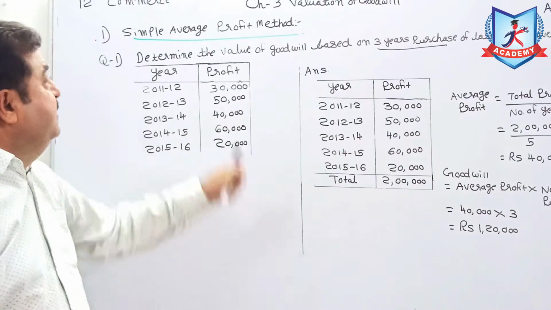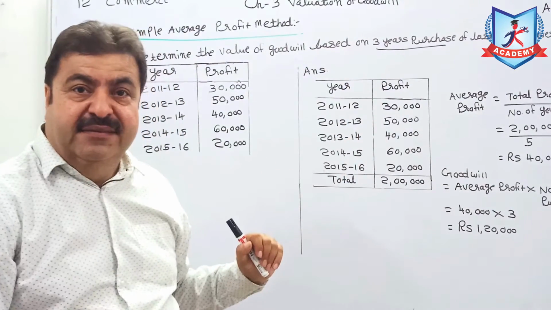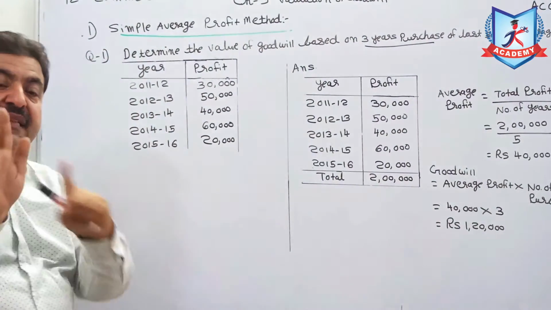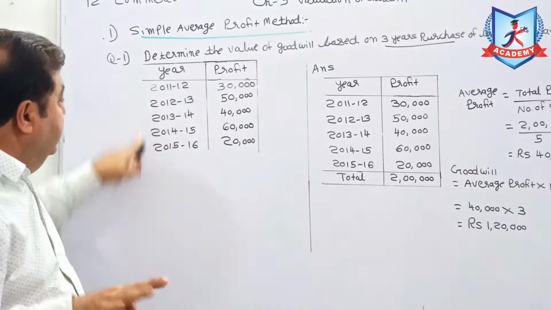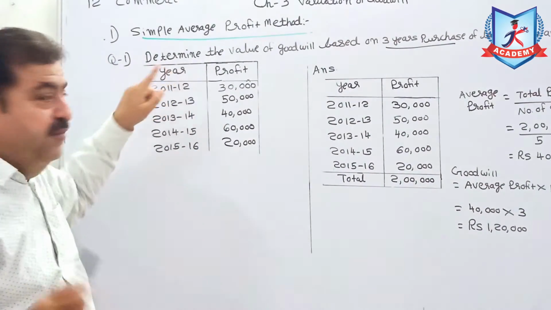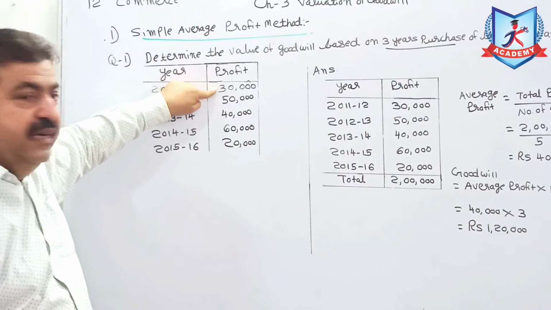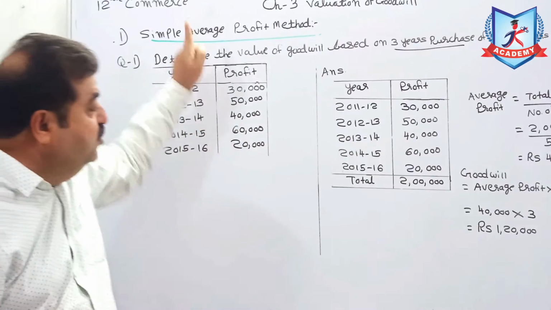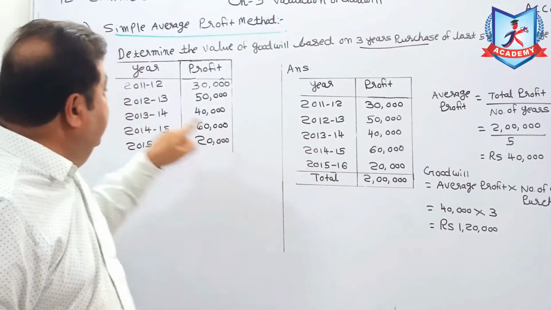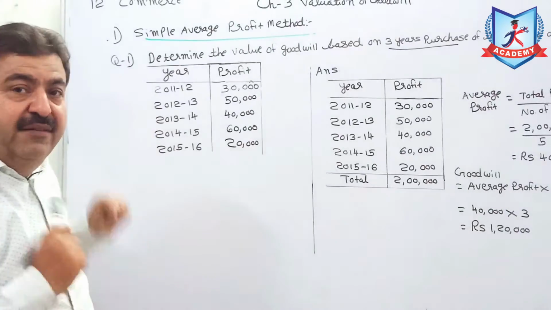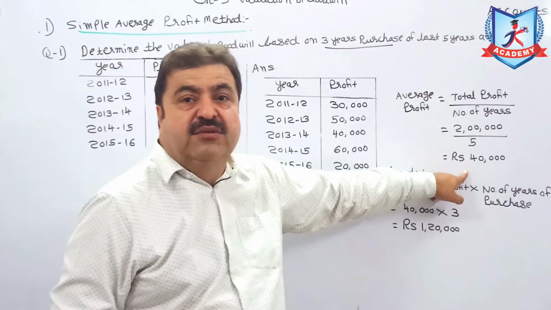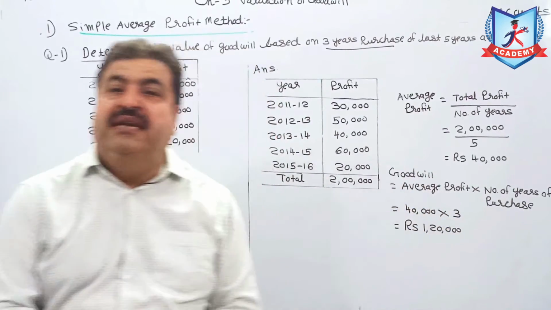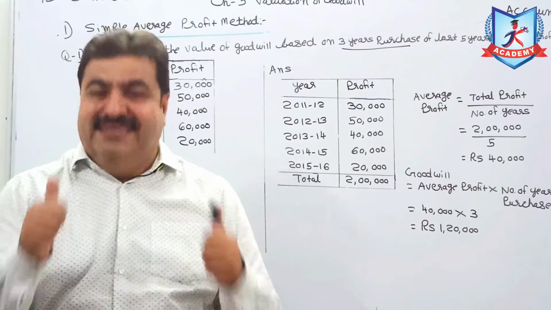Quickly check. Goodwill is to be calculated 3 times, of how many years average? Average of 5. If 6 years were given, you would divide by 6; if 4 is given, divide by 4. Clear? So here, first year profit 30,000 plus 50,000 plus 40,000 plus 60,000 plus 20,000, total is 2 lakhs. 2 lakhs divided by 5 years is equal to 40,000. Goodwill 3 times, so 40,000 into 3 is equal to 1,20,000. Clear? Right.